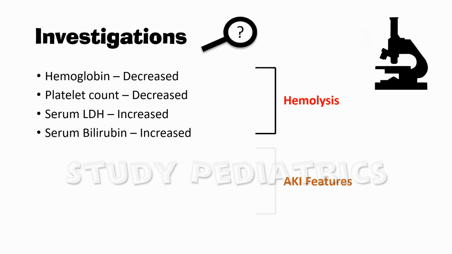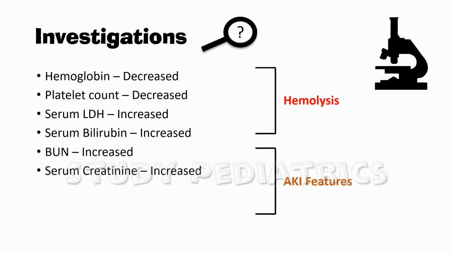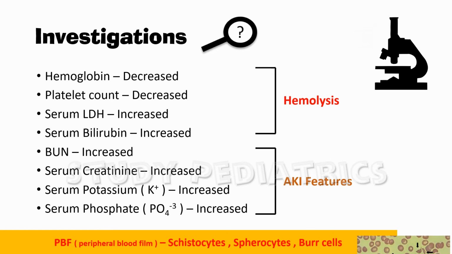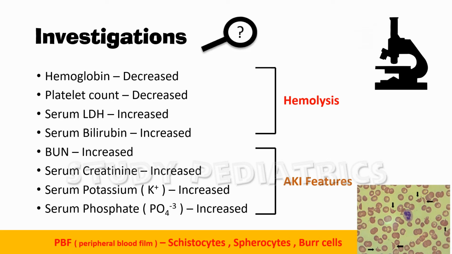Based on AKI features, BUN or blood urea nitrogen is found to be increased along with increased serum levels of creatinine, potassium and phosphate. Another investigation related with hemolysis that can be done is PBF or peripheral blood film. It shows schistocytes, spherocytes and/or burr cells.